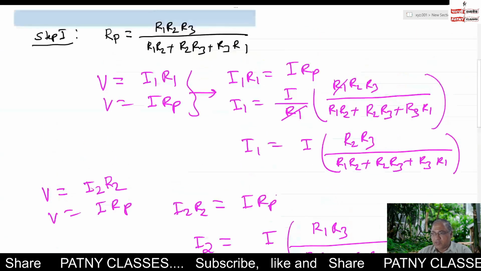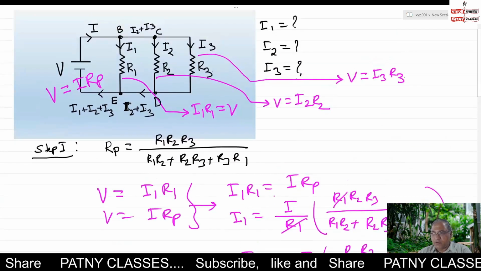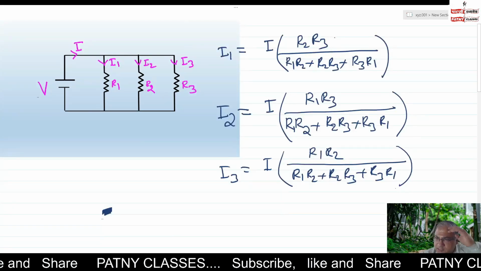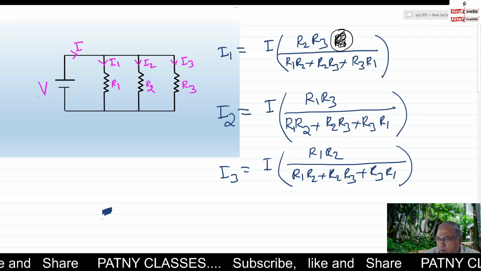We can get the current in case of the three resistors connected in parallel. Let us summarize the things now. To find out I1, in the numerator what is not present? R1 is absent. Therefore, the expression for I1 equals I into R2 R3. The denominator is the same: R1 R2, R2 R3, R3 R1. The denominator is not changing, only the numerator is changing.